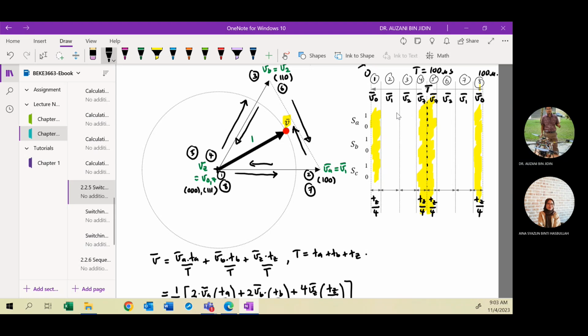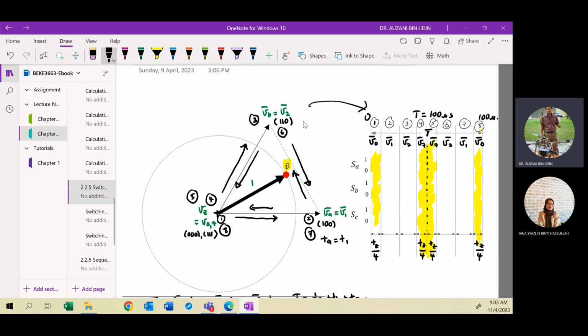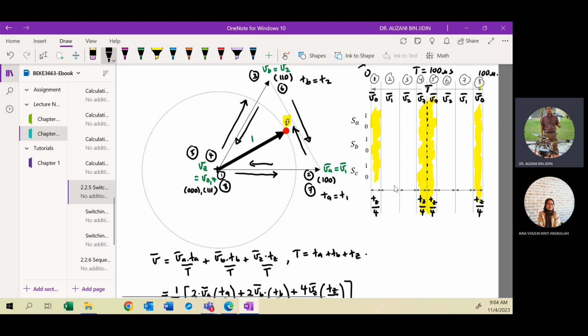For T1, in this case, since your VA is V1, it means TA is equal to T1, right? VB is V2. So your TB is T2. Okay. So at interval number 2, here will be TA divided by 2. Here also TA, because you select V1. You switch vector V1. So here will be TA divided by 2, because you have 2 intervals. For one sampling period, you have 2 intervals for switching vector VA, or V1. You understand? So for interval number 3, this one will be TB divided by 2. Here also TB divided by 2.